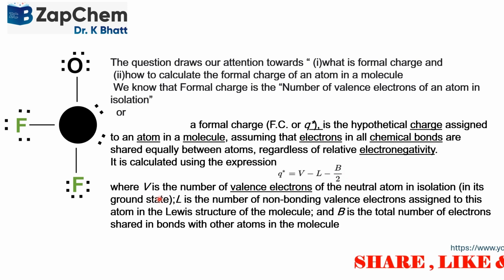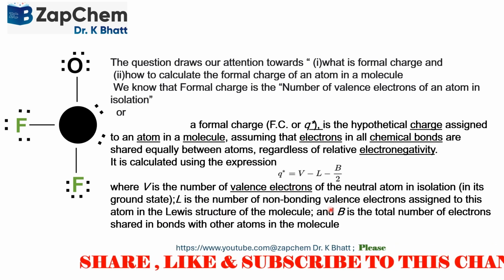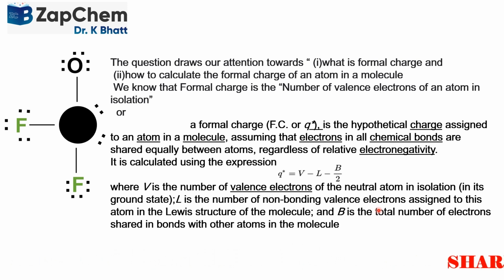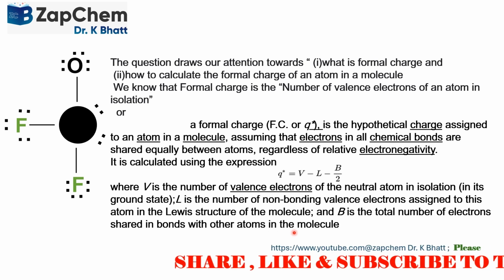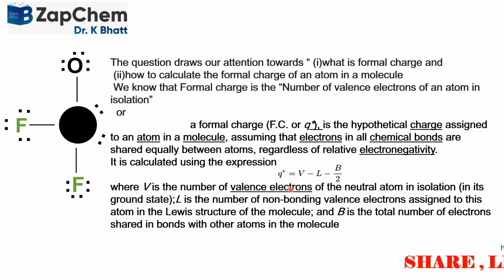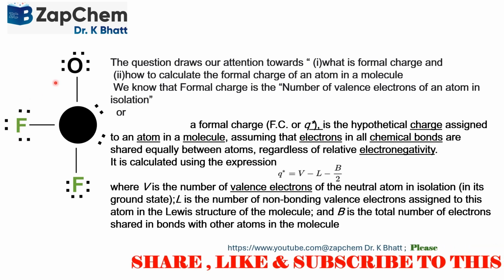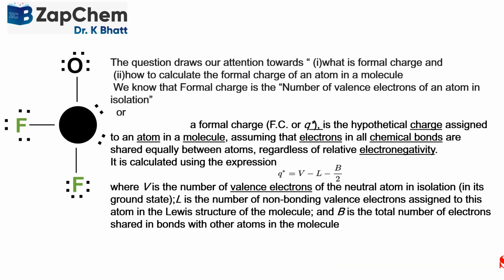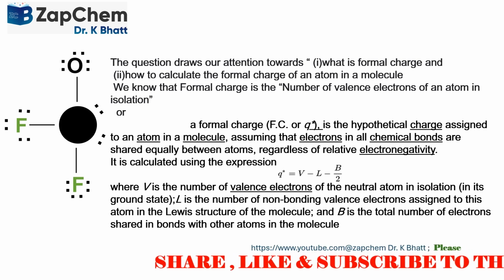As represented here, V is the number of valence electrons, L is the number of non-bonding valence electrons, and B is the total number of electrons shared in the bonds with other atoms in the molecule. So this is an important expression for finding out the formal charge. Here we need to calculate the formal charge of the oxygen and chlorine atoms, which are provided here. Accordingly, we have to make out the central atom out of the given options.